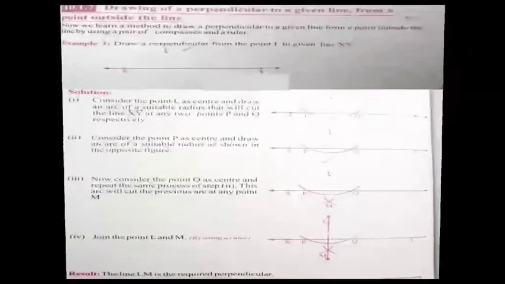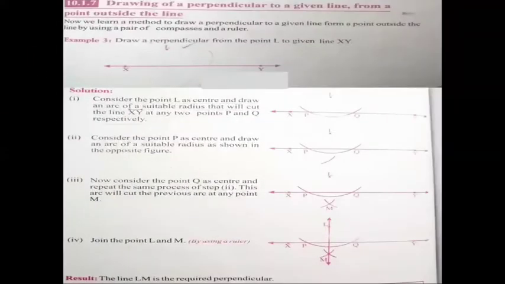Okay, this was the procedure of how to draw the perpendicular on the given point on the line segment. Dear students, we have a third question: drawing a perpendicular on a line segment from a point out of the line.